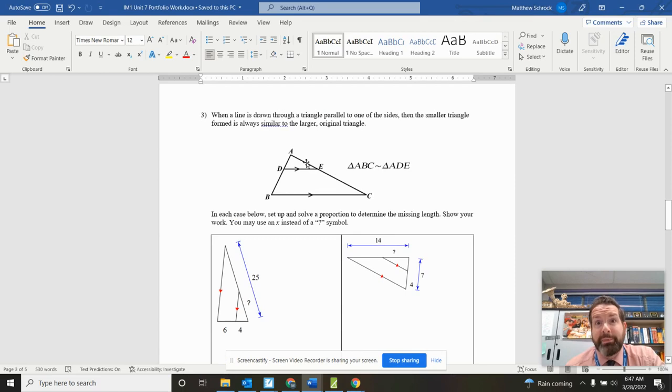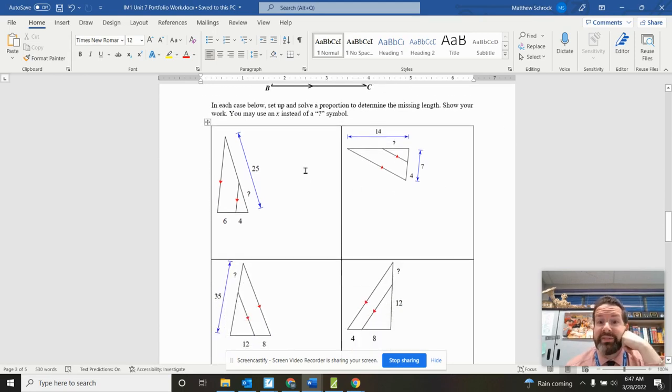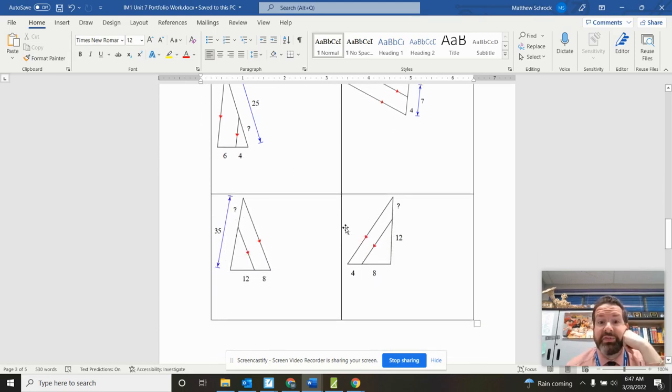Here, we're looking at a property of triangles. When you draw a line parallel to one of the sides, you get some similarities going on. You're then going to use that idea to set up some proportions and solve for some missing lengths. So in this one, you don't need to write words, but you do need to show all your steps and be prepared during a brief interview, if I check in with you, to be able to explain why you did what you did.